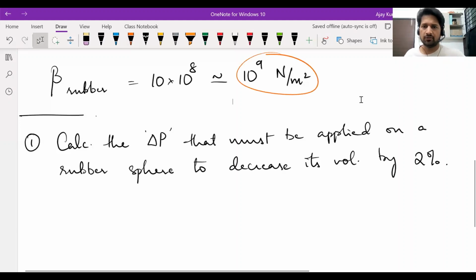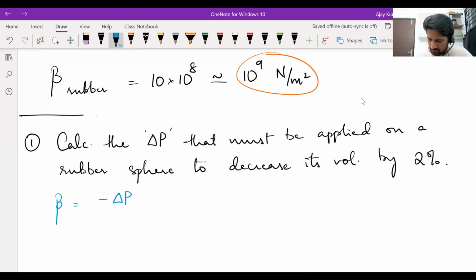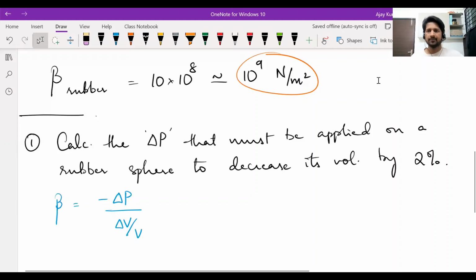Try this, all of you. I'll give you 2 minutes. Solve very carefully. Use the formula for bulk modulus. I'll write it here. Minus delta P divided by delta V by V. So understand what is asked in the question, what is given in the question, and try to relate them through this formula. Do it.